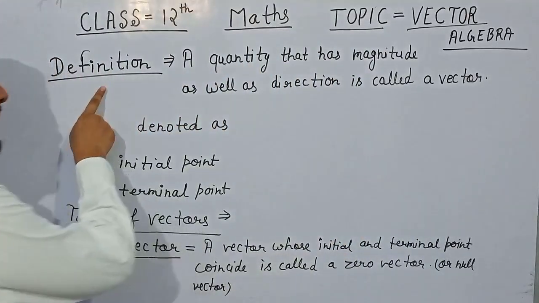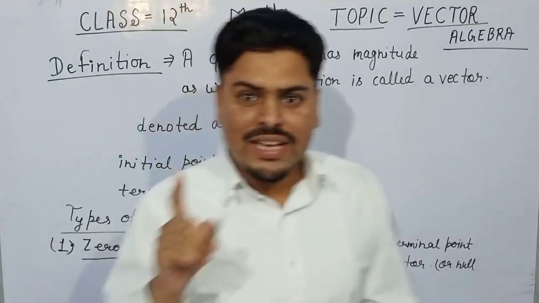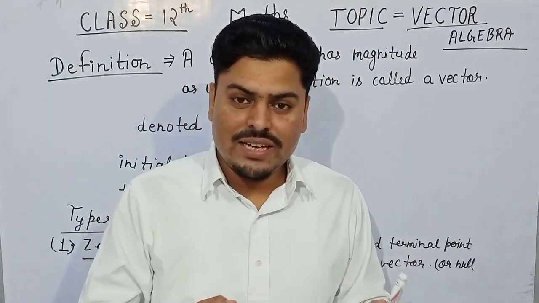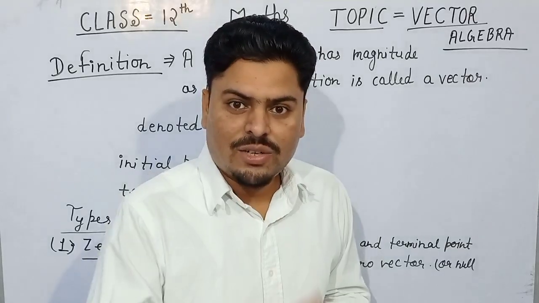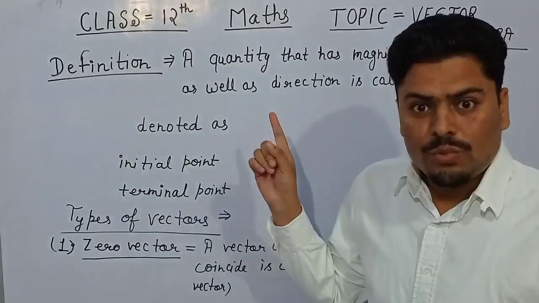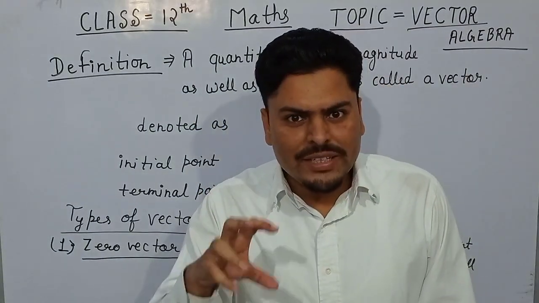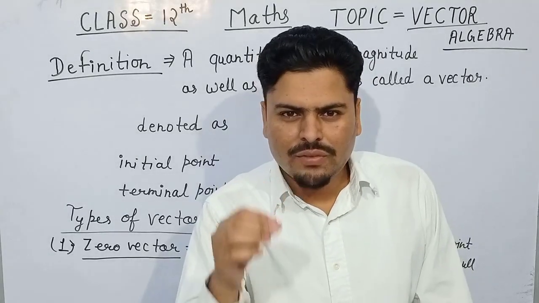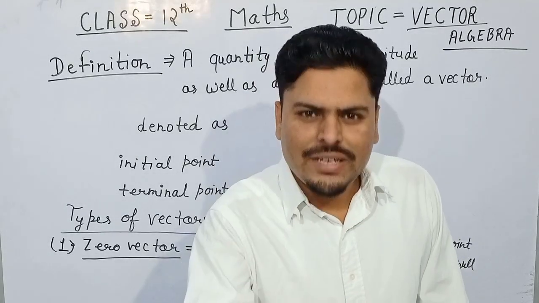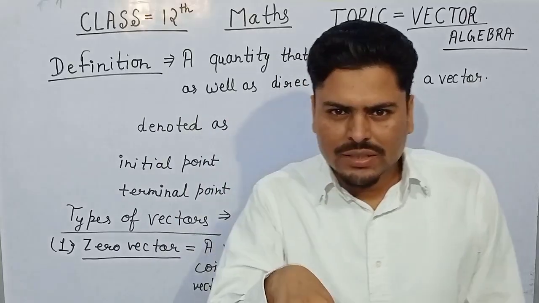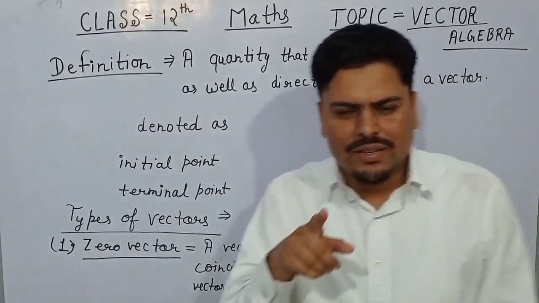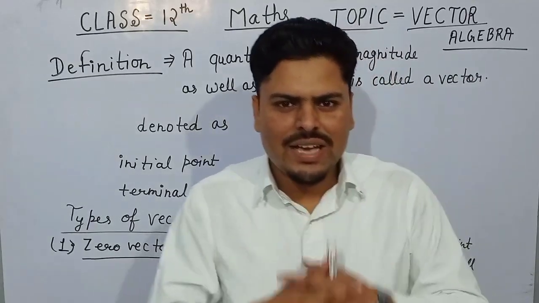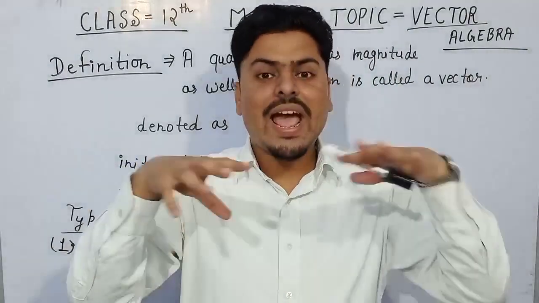Definition: a quantity that has magnitude and direction is known as a vector quantity. What about the magnitude? Magnitude is the number, like 22, 2, 3, 4. What is the direction? Direction means something like northeast, north, south, east, west. A vector has both magnitude and direction.